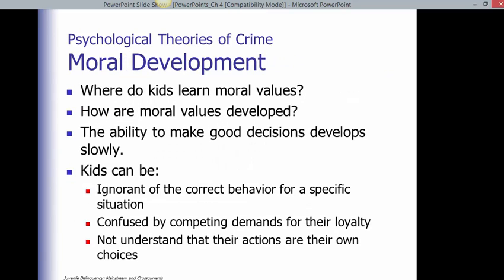Moral development, based on the theories of Kohlberg. Where do kids learn moral values? How are moral values developed? The ability to make good decisions develops slowly. Kids can be ignorant of the correct behavior for a specific situation, confused by competing demands for their loyalty, and not understand that their actions are their own choices.